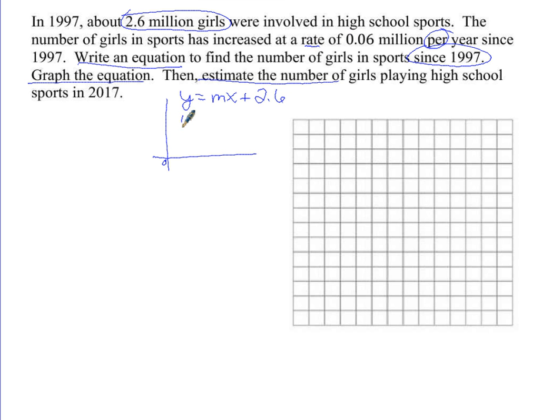So that means that my equation is y equals, now it said increased, so am I going up or am I going down by 0.06 per year? I'm going up, which means I need a positive or negative slope? Positive. y equals 0.06x plus 2.6. There's the equation. There was a lot of thinking to do in that problem. No math at all. Okay, write an equation. Done. Graph the equation. All right, that's going to be a little bit trickier.